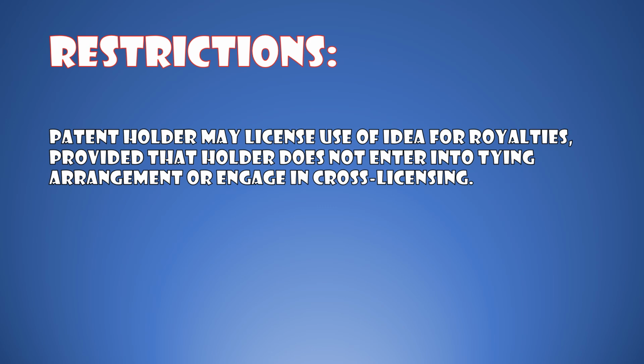There are restrictions on patent holders. A patent holder may license the use of an idea for royalties, meaning they're paid to let you use their thing, provided that the holder does not enter into a tying arrangement or engage in cross-licensing. Right? Basically what that means is once they license for use, they're really limited on telling you how you can use it. They can't tie your hands up, basically. Right? It is subject to the agreement. Additionally, if they license you to use a patent, they really can't engage in cross licensing, mainly licensing it up to multiple people, right, to be used in the same way.